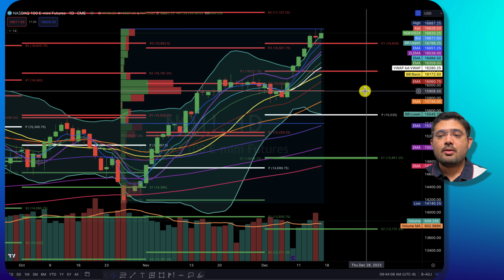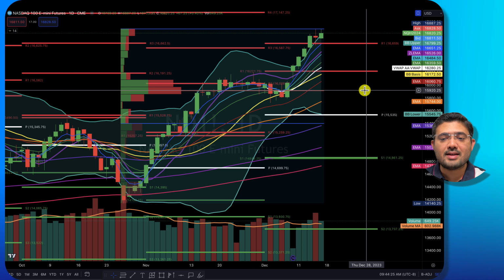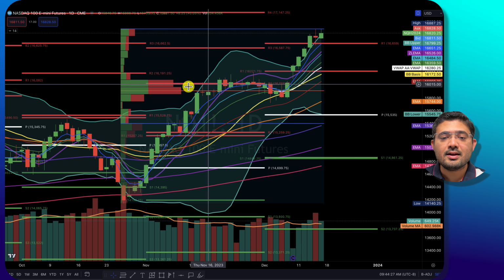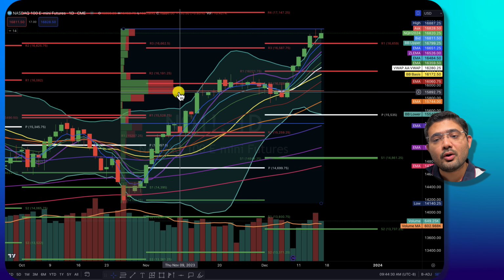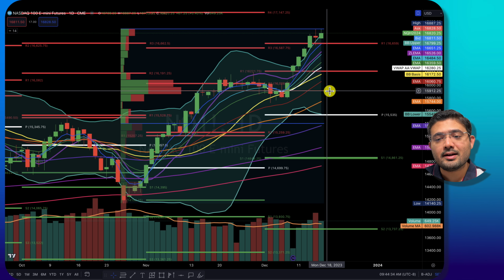So my very strong support, if you ask me where I will be buying, where I will be a heavy buyer, is still sitting at 15,900, and this is coming out of purely volume-based analysis. If you see this rally, this is where the most amount of volume has happened. So this is my take on the daily time frame.